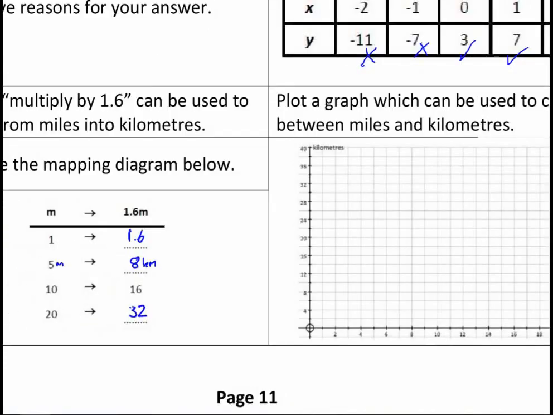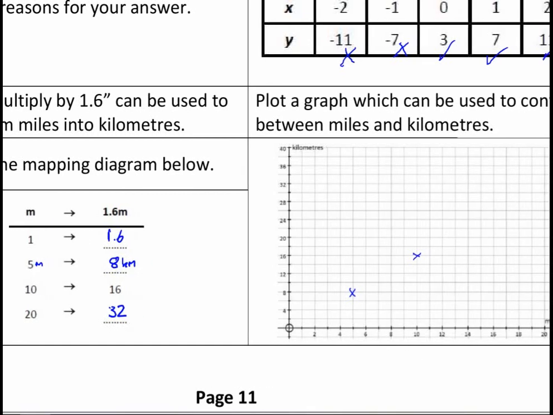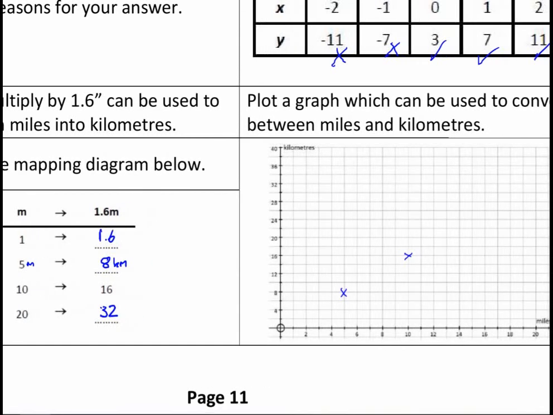So 1 mile is 1.6 kilometres. Now that's very small, too small to fit on my graph actually, so I don't need to do that one. 5 miles, 8 kilometres. So that's there. 10 miles is 16 kilometres. There. And 20 miles, 32 kilometres. Okay. And unsurprisingly, it goes through 0 because 0 miles would be 0 kilometres.